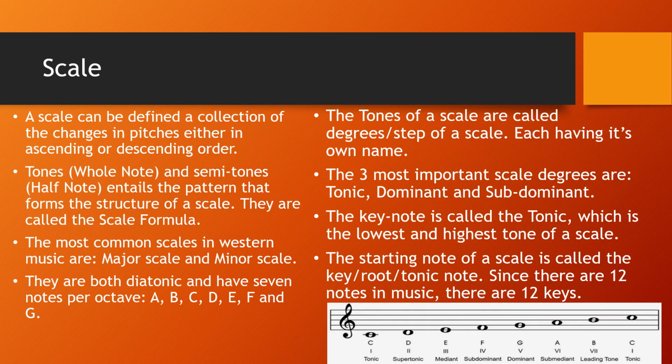Scale. A scale can be defined as a collection of the changes in pitches, either in ascending or descending order. Tones, also known as whole notes, and semitones, also known as half notes, entail the pattern that forms the structure of a scale. They are called the scale formula. The most common scales in Western music are the major scale and minor scale. They are both diatonic and have 7 notes per octave: A, B, C, D, E, F, and G.